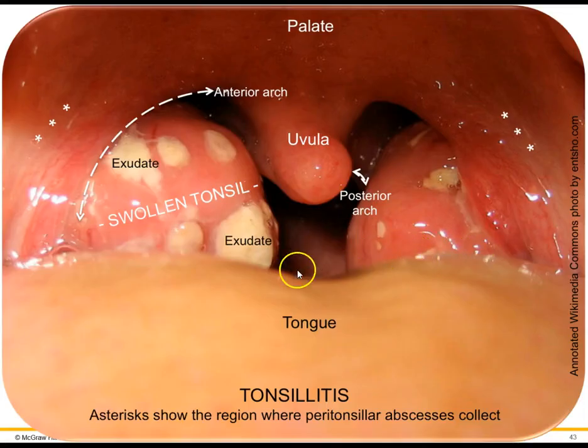All right, and this is just showing an image in the back of the throat of a patient who has acute tonsillitis. You can see the redness of the tonsils, the palatine tonsils here, and very swollen. They should not be this close to the uvula. You can also see patches of exudate throughout the tonsils.